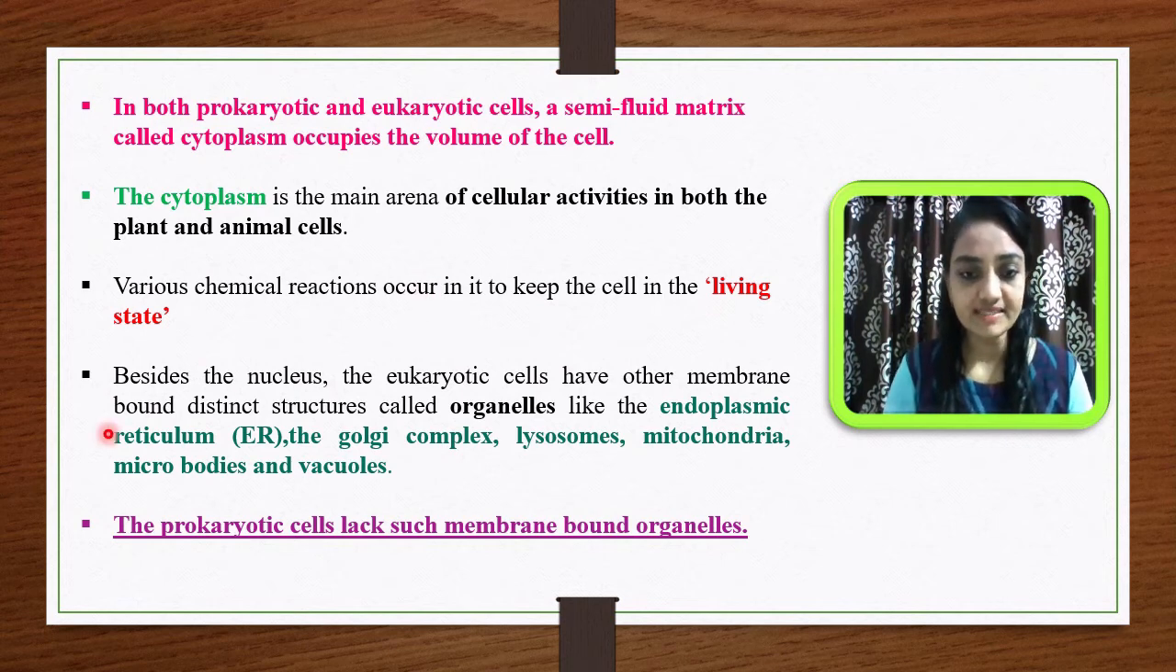Besides the nucleus, eukaryotic cells have other membrane-bound distinct structures. Along with the nucleus, they have other organelles like the endoplasmic reticulum, also called ER, the Golgi apparatus, lysosomes, mitochondria, microtubules, and vacuoles. These structures are found in eukaryotic cells only. The prokaryotic cell lacks such membrane-bound organelles, meaning you cannot observe these structures in a prokaryotic cell. This is the main difference between eukaryotic cells and prokaryotic cells.